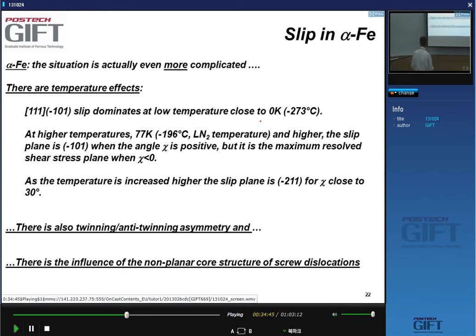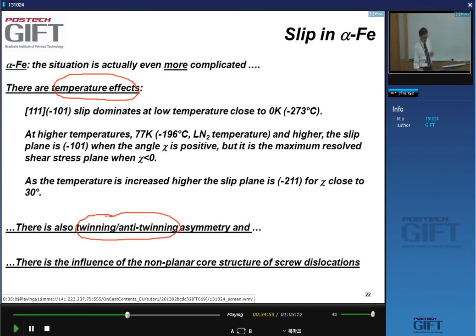First of all, in alpha iron, there are very interesting temperature effects. Then there is also another effect, the twinning, anti-twinning effects. Yes? And there is something that is the result of the non-planar core structure of screw dislocations in alpha iron, just to make things worse. Yes. First of all, it's the temperature effects.